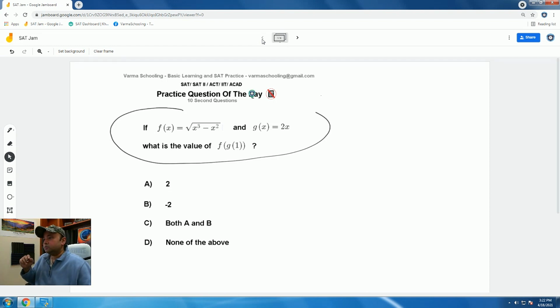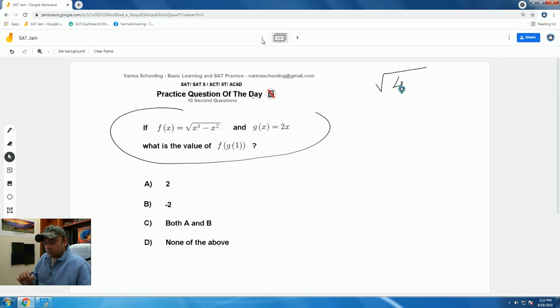Okay, the question seems fairly straightforward. f(x) equals the principal square root of x cubed minus x squared, g(x) equals 2x. What is the value of f(g(1))? It's a composite question, so the value of g(1) is 2 times x, x equals 1, so the value of g(1) is 2. So we put the value of 2 into the function f(x), so 2 cubed minus 2 squared, so 8 minus 4, 4. Okay, so we're running into this scenario.